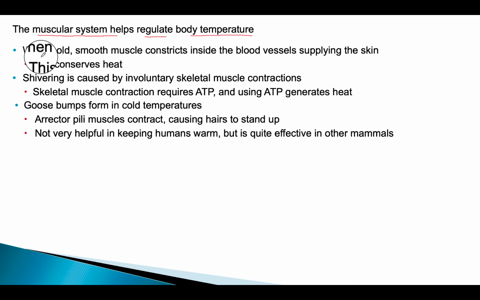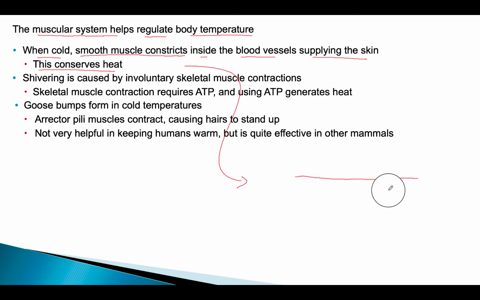How so? When cold, the smooth muscle inside the blood vessels supplying the skin constricts, right? This is now going to conserve the heat. So what do you mean by that? This is the surface of your skin, for example, and this is the blood vessel right over here. Normally, of course, we have blood flowing here. And as the blood flows through the blood vessels, heat can be transferred and ultimately can be lost into the environment. So that's what we have right over here.